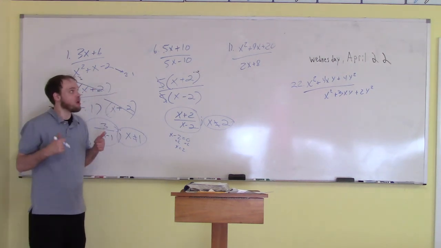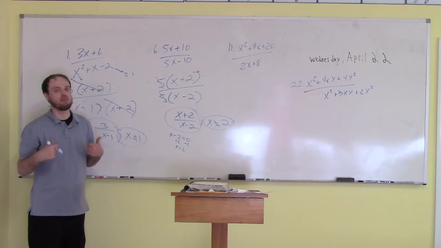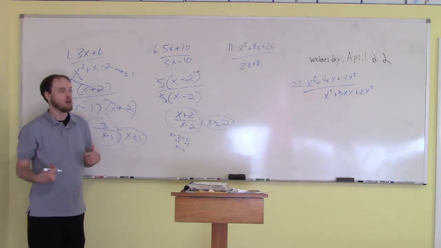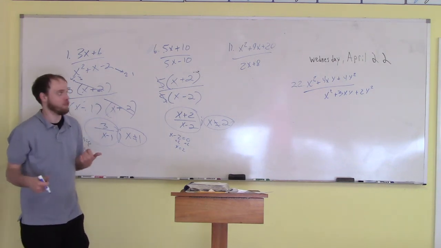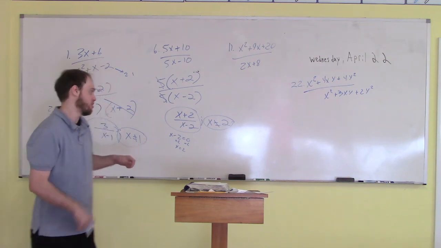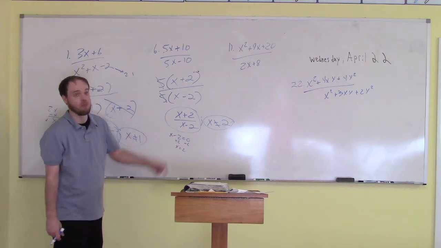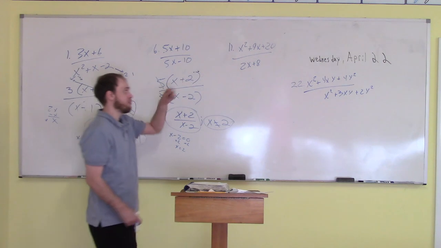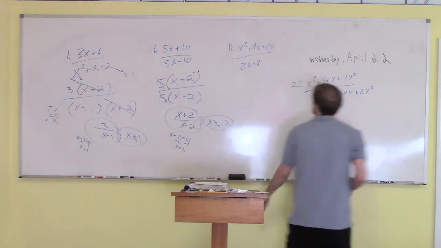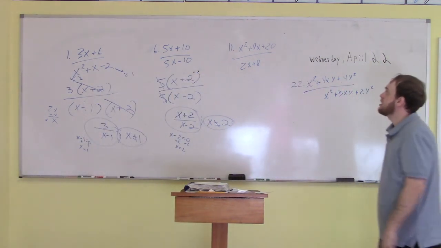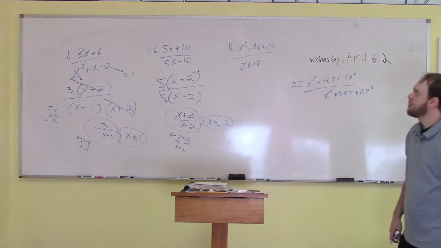So really the only problem you'll have an issue with is, can you remember our skills to factor and pull stuff out? If you remember that from our previous chapters, then this is basically just figuring out where the denominator is 0. And so we'll do number 11. So number 11 gives us x squared plus 9x plus 20 divided by 2x plus 8.